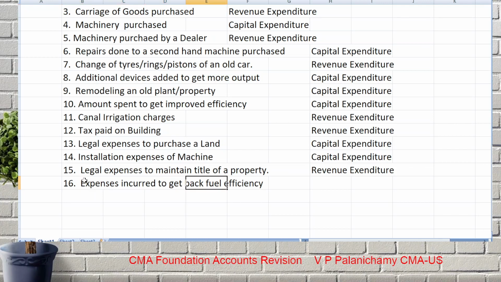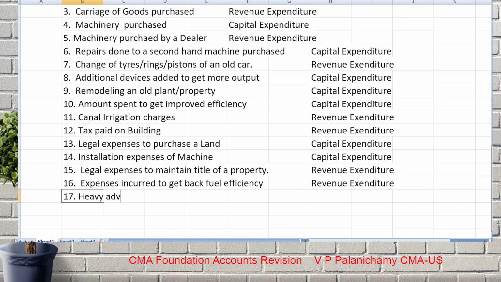Expenses incurred to get back the fuel efficiency. Efficiency nu capital expenditure decide பண்ணிடாதீங்க. எதுக்காக spend பண்றோம்? To get back fuel efficiency. For example, your two-wheeler gives only 20 kilometers per liter. You are doing repair to get back what? That 30 or 35 or 40 kilometers. And the repairs எதுக்கு பண்றோம்? To maintain the asset or to improve the asset? To maintain the asset. Repair is done to restore the efficiency. That is which expenditure? Revenue expenditure.